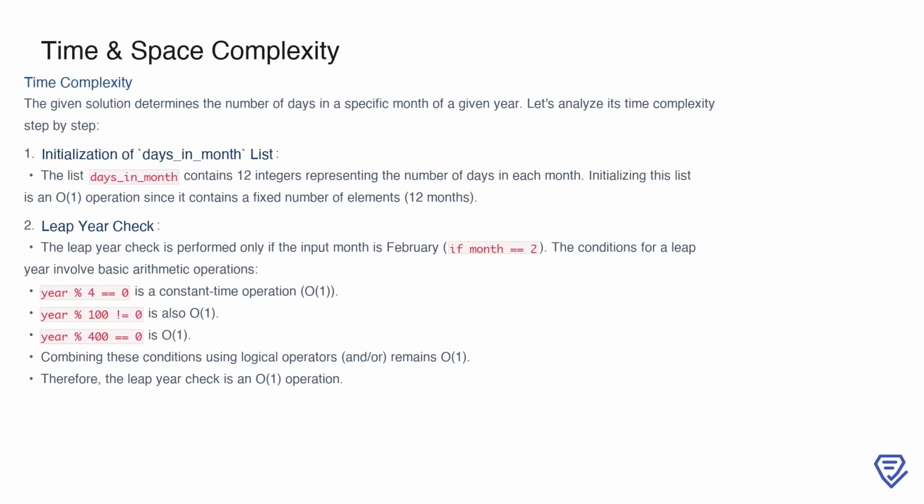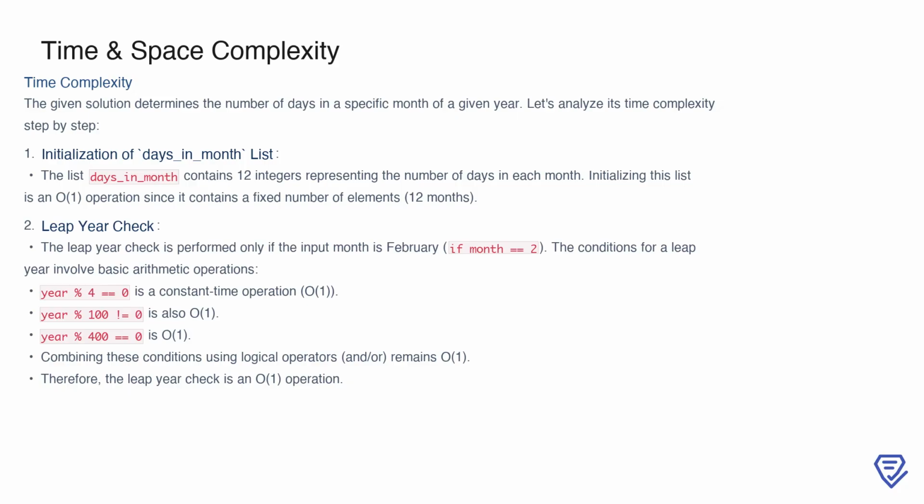In this solution, we're calculating the number of days in a specific month of a given year. To start, we initialize the days_in_month list, which contains 12 integers, one for each month of the year. Since this list always has the same fixed size, 12 elements, its initialization is a constant time operation, or O(1).